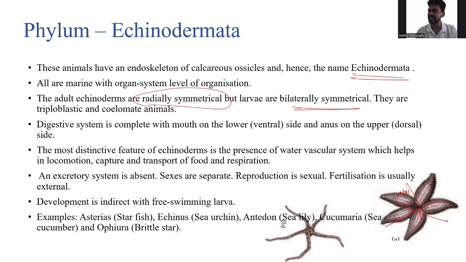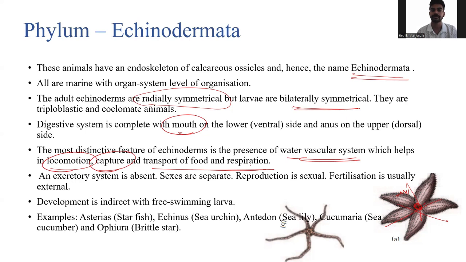The digestive system is complete, with the mouth on the lower, that is ventral side, and the anus at the upper dorsal side. So there is a complete digestive system. The most distinct feature of echinoderms is the presence of the water vascular system, because they are completely marine. It helps in locomotion, capturing of prey, transport of food and respiration. This is another important point.